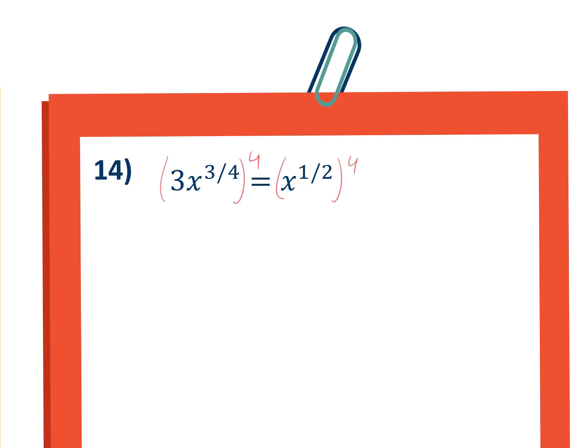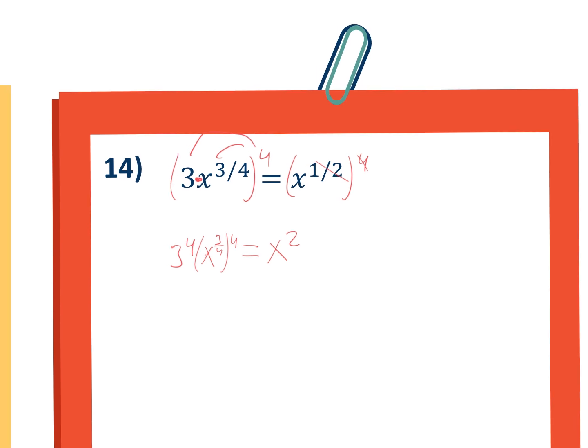All right, and then on this side, 1/2 times 4 is going to become x squared. And then on this side, right? Don't make a mistake here of just raising x to the 3/4 to the fourth power. Since this 3 is being multiplied to this x to the 3/4, you have to bring both of these factors to the fourth power. So this is going to become 3 to the fourth power, x to the 3/4 to the fourth power.